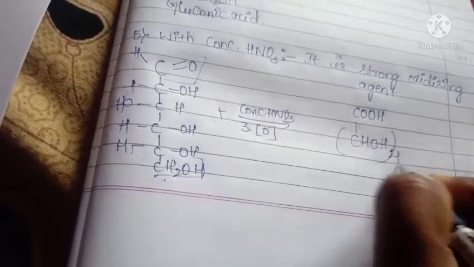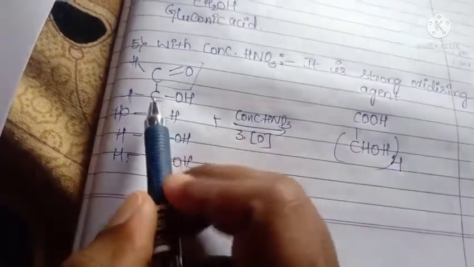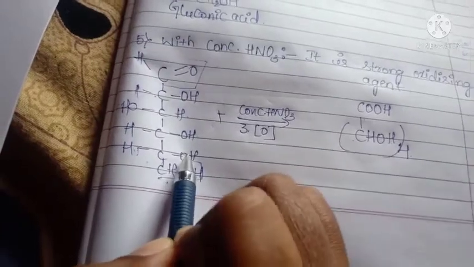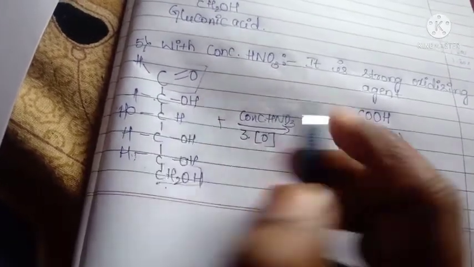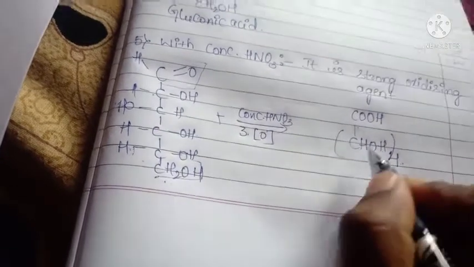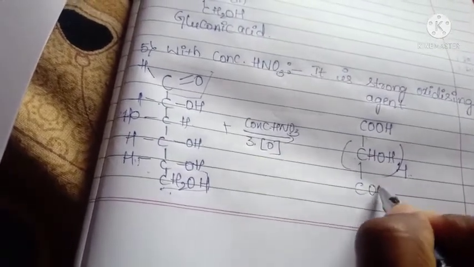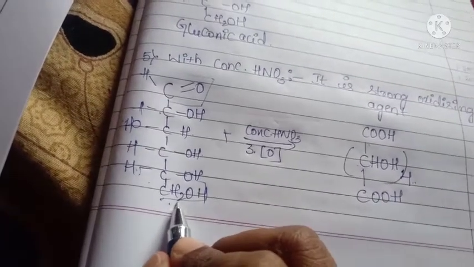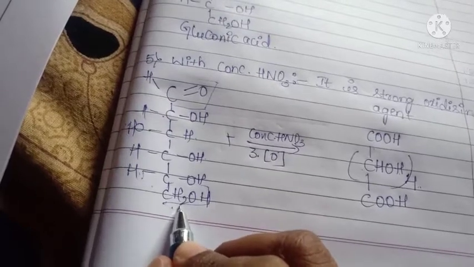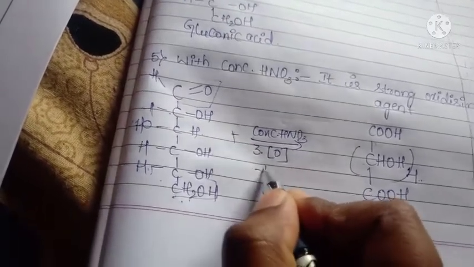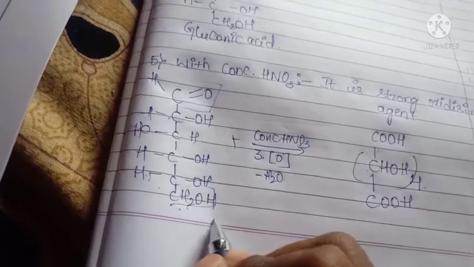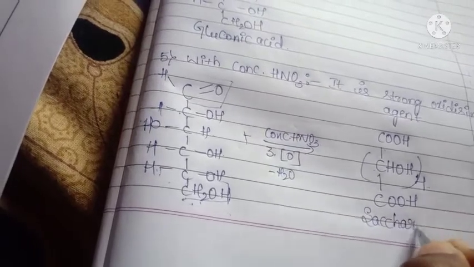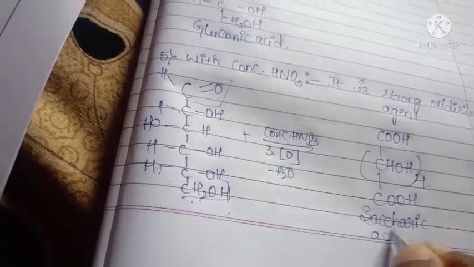So then here, (CHOH)4. I am writing CHOH 4 because it has CHOH, CHOH, CHOH, CHOH, 4 units, so that's why I am writing 4. This is also right. And then COOH is present, which means removal of a water molecule. What happens here is that a water molecule is removed, minus H2O. So then the name of the compound is saccharic acid.